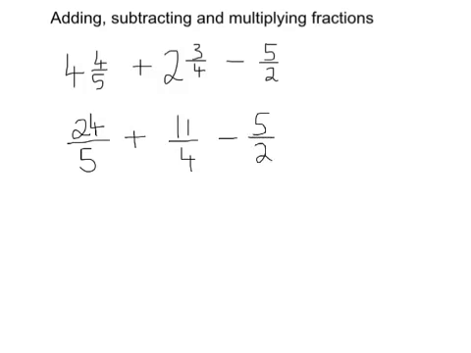So the next step, we need to look at the denominators, so the 5, the 4, and the 2, and we need to identify the lowest common denominator. I usually just like to write that out on the side just so I know what it is. So the LCD in this case is going to be 20, and hopefully that's not too hard to work out. 5 times 4 is 20, 4 times 5 is 20, and 2 times 10 is 20.